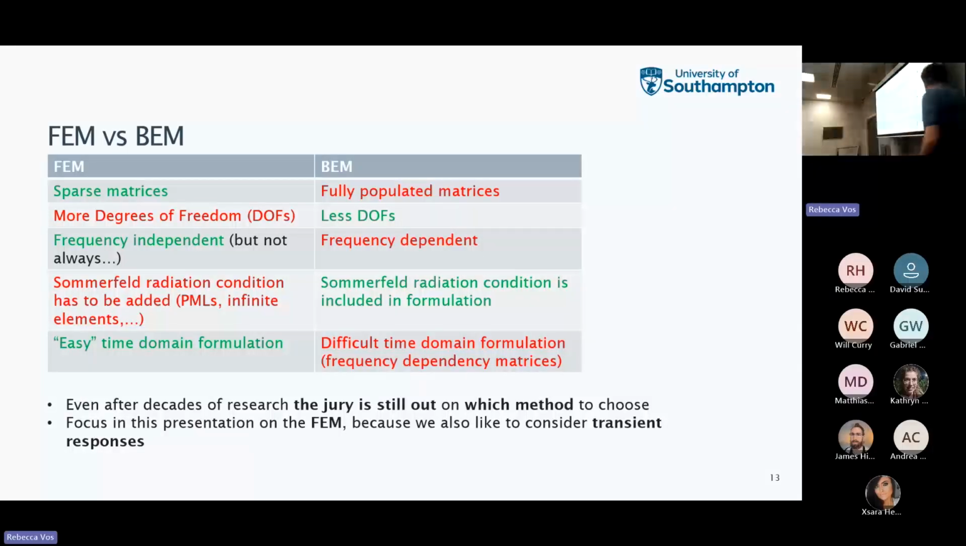But the most important part about this slide is just that I want to say that the jury is still out on what method could be best for which application. I'm not necessarily only a finite element guy, but I would like to use them in this particular case because I think they make more sense for this application.